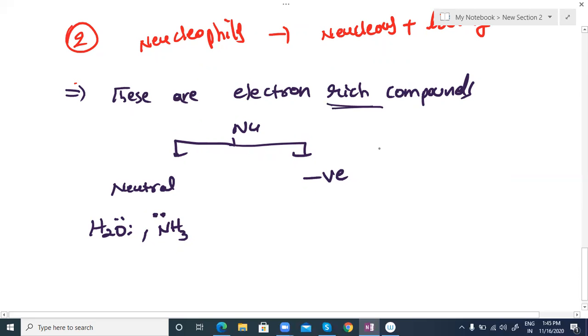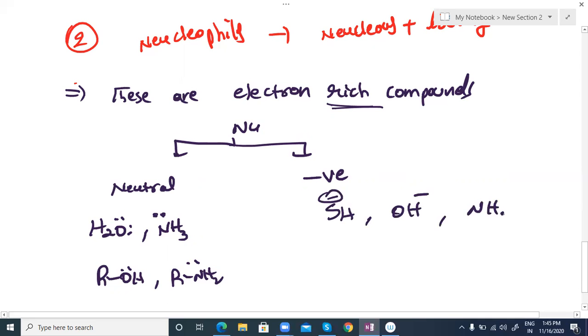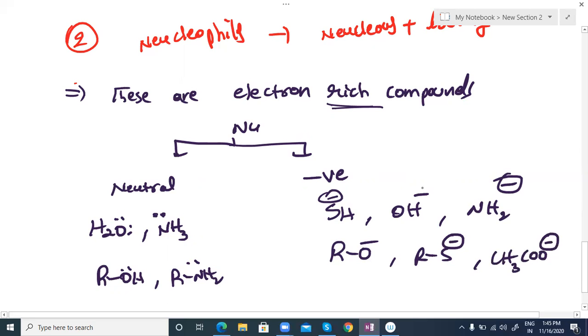These are also called Lewis bases. Which can donate a lone pair of electrons we call a Lewis base. An electrophile, which can accept a lone pair, is a Lewis acid. So you can find ROH, like this. Some examples you can identify: RNH2. All these are neutral nucleophiles. And negative ones you can write: SH minus, OH minus, NH2 minus. All these are negatively charged, but they have electrons. RO minus, RS minus, like this. CH3COO minus. They have negative charge. I think you understood this one.